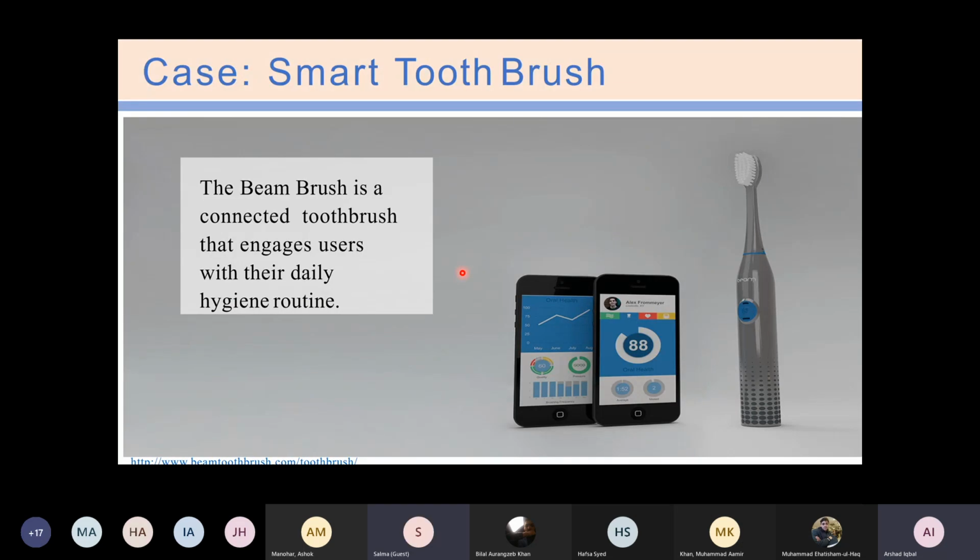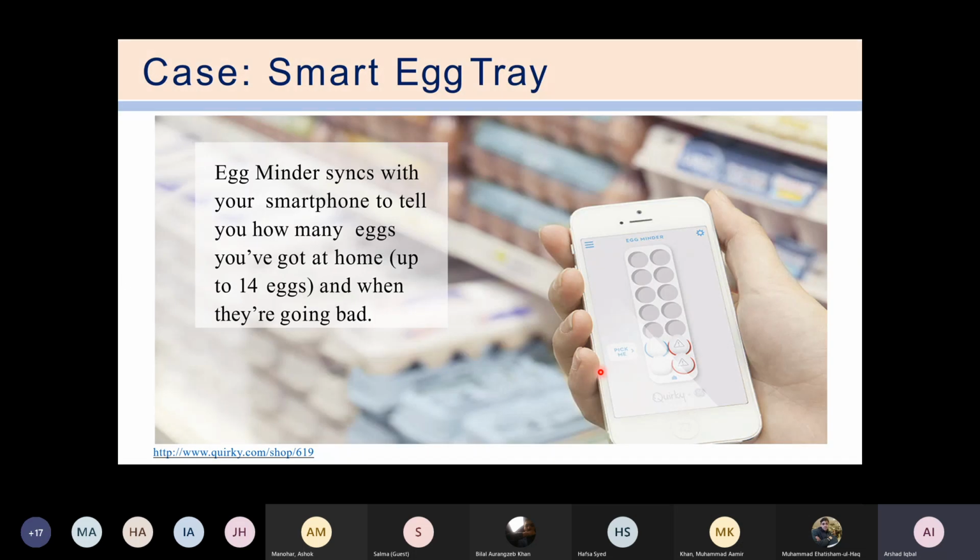There is another case which is called a smart toothbrush, named Beam Brush. The Beam Brush is a connected toothbrush that engages the user with their daily hygiene routine. It saves the data and shares it with the user with the help of an application, like what your oral health is, like 88%. If you need to show your teeth to your doctor, then it can suggest that you please visit your doctor.